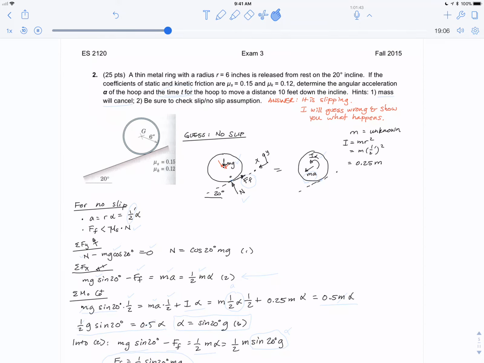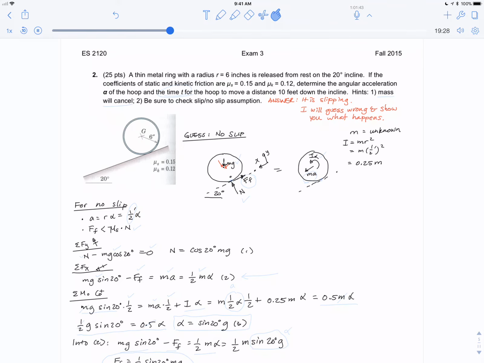So in this case, this wheel or disc or ring is sliding while it's rolling. But I'm going to show you the wrong answer first so you can see how it goes. Like you guess the wrong thing, you check it, you see, oh no, that's wrong, and then you have to restart it. So I'm going to do that.